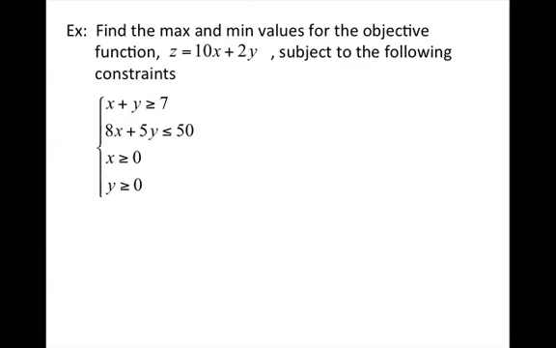In the next example, I want to find the maximum and minimum values for the objective function z equals 10x plus 2y. And then I've got the following constraints. I have x plus y is greater than or equal to 7. 8x plus 5y is less than or equal to 50, and then x and y are both greater than or equal to 0. Let's begin by just noticing that both of our boundary lines are going to be solid.